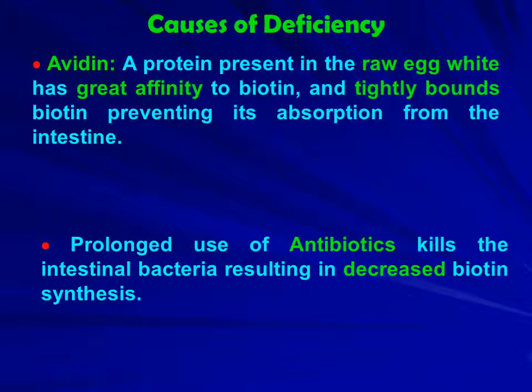So causes of deficiency. First we have avidin, a protein present in raw egg white, has affinity to biotin and tightly bound to biotin, preventing its absorption from the intestine. إذا عندنا بروتين اللي هو الأفيدين موجود في بيض الني، اللي هو affinity عالية للبيوتين، يرتبط مع البيوتين ويمنع امتصاصه من الانتستين. فإذا الأشخاص اللي يتناولون البيض الني معرضين إلى البيوتين deficiency.